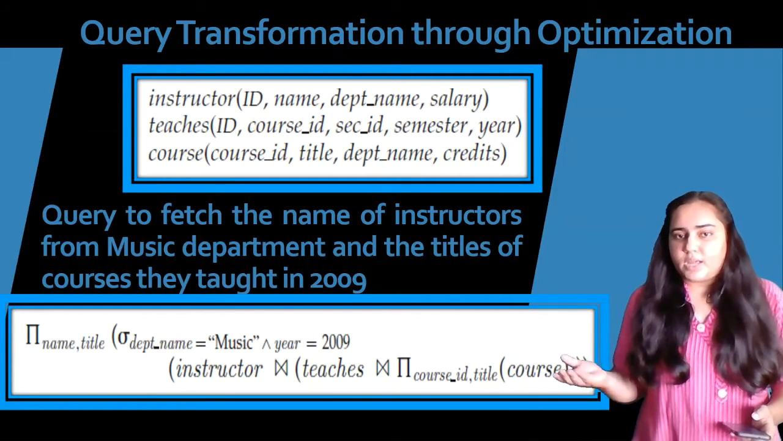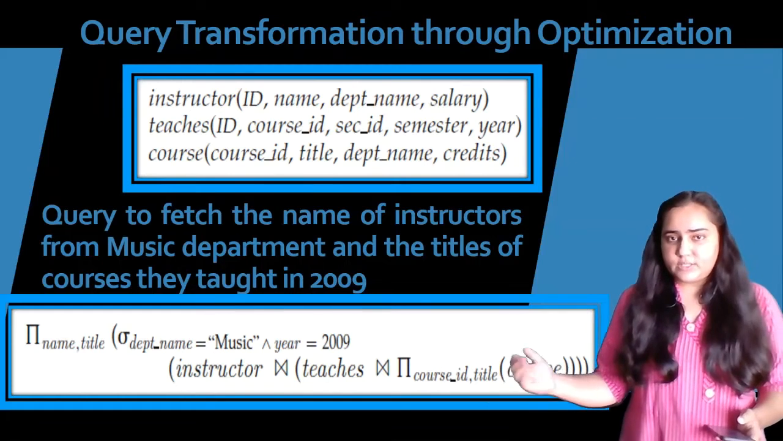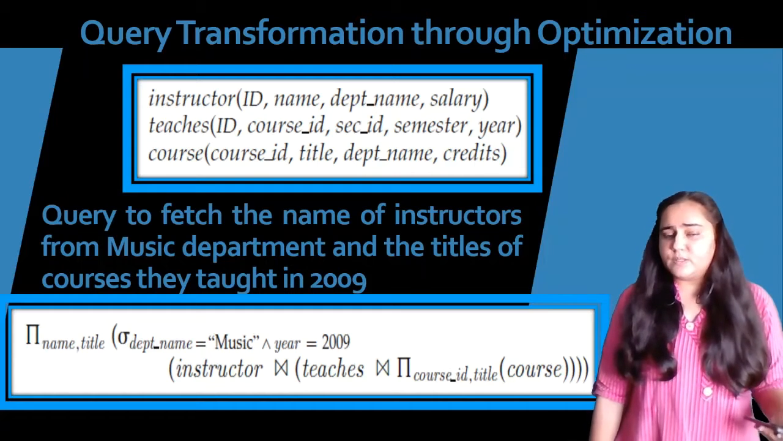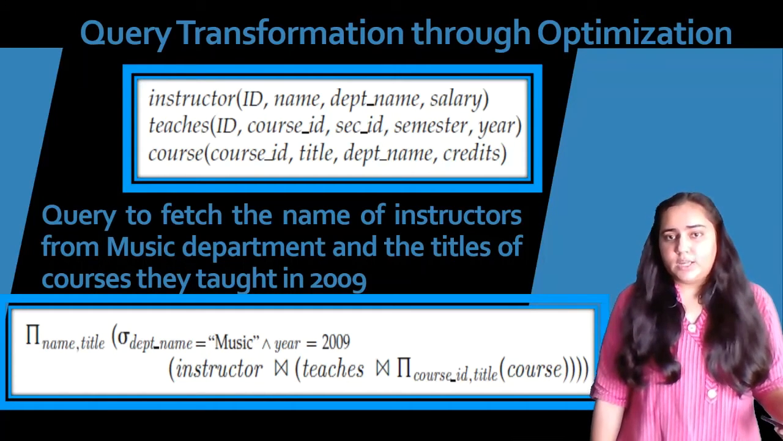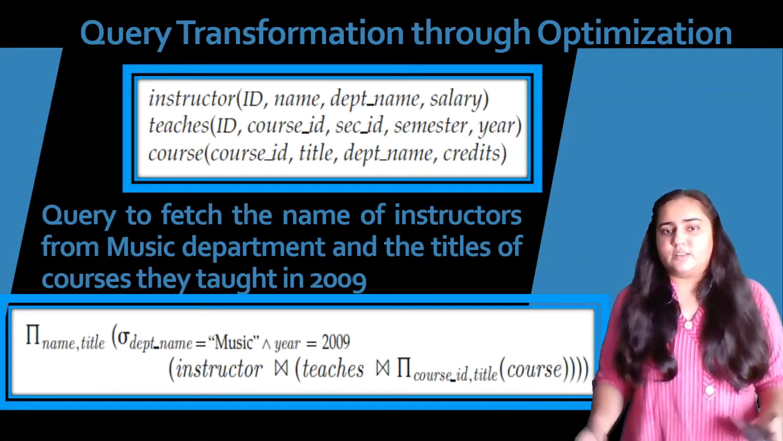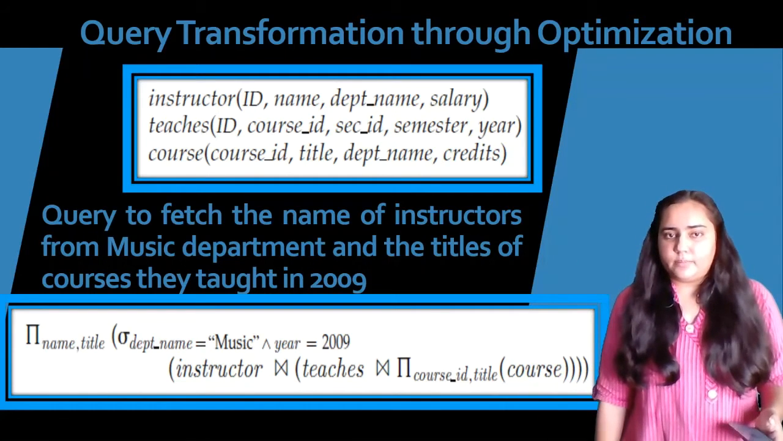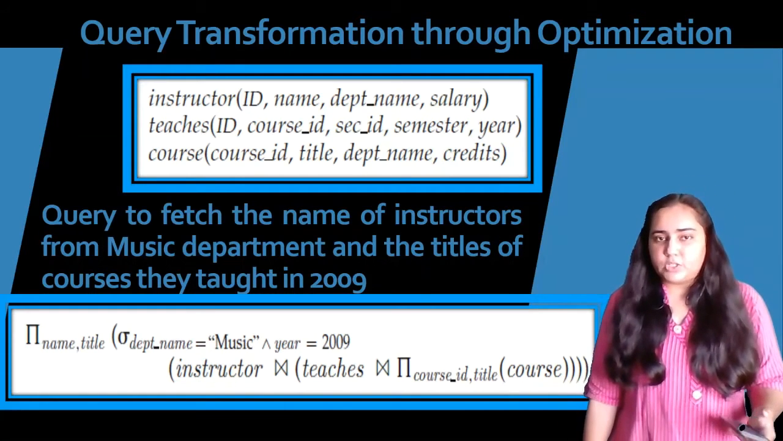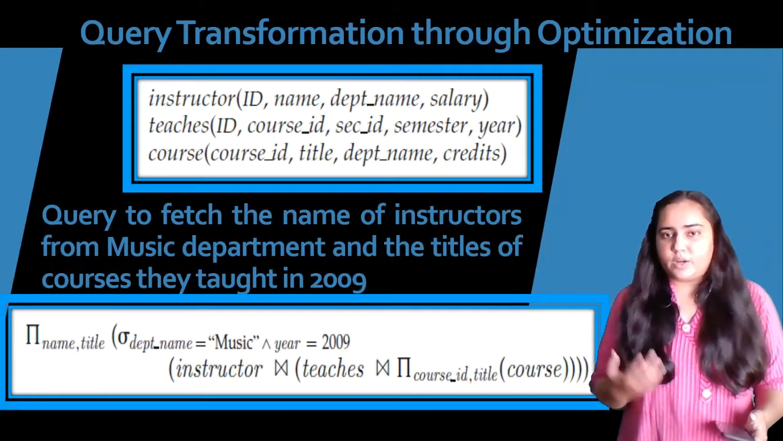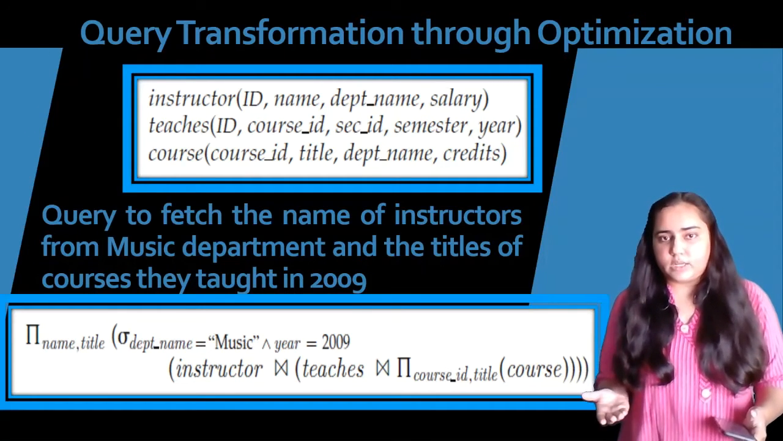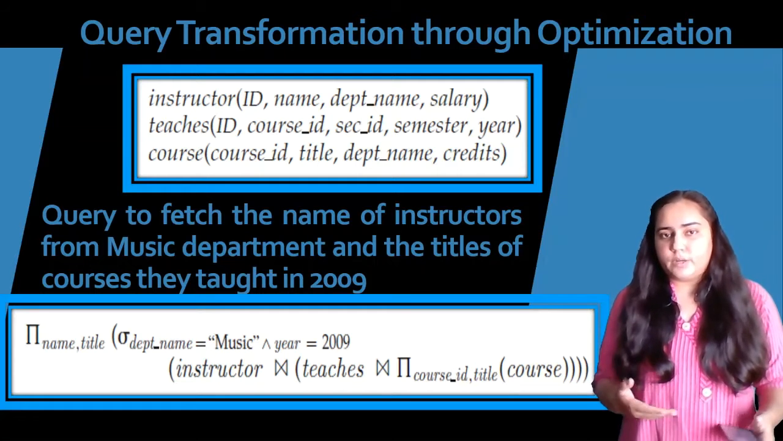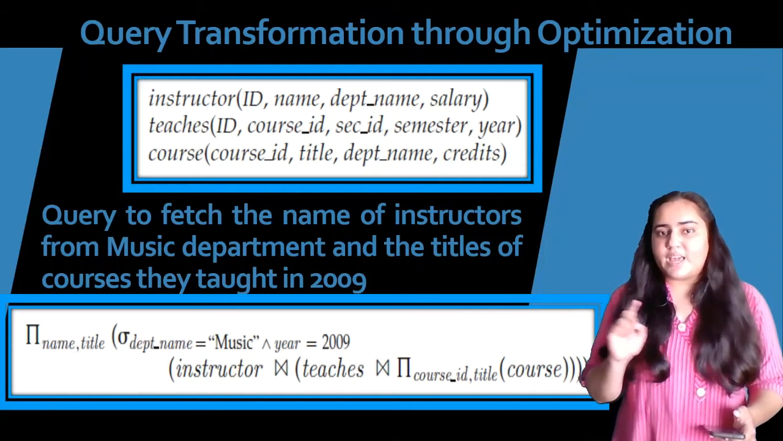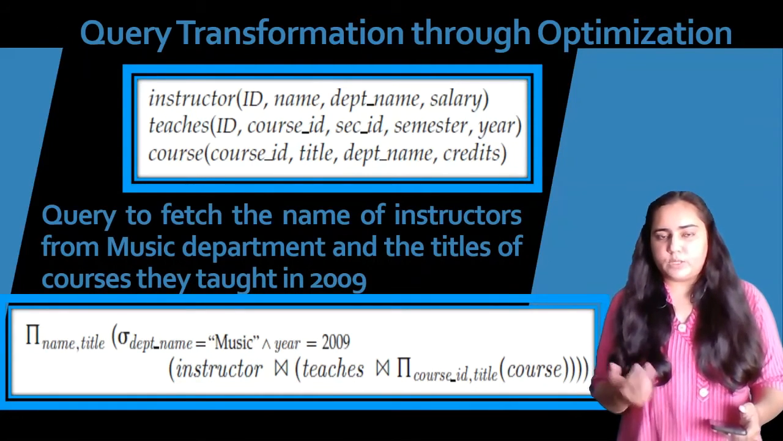Once I get this, I'm performing a natural join with teachers, as you can see. Once I've done the natural join with teachers, I'm also doing a natural join with instructor, and that's when this big bracket is closing. After doing that, I am doing a sigma condition. In the sigma condition, I'm mentioning the 2 conditions that are given. One is that the year should be 2009, and the second condition is that the department name should be music. Those 2 conditions have been applied with the AND or conjunction operation between the 2.